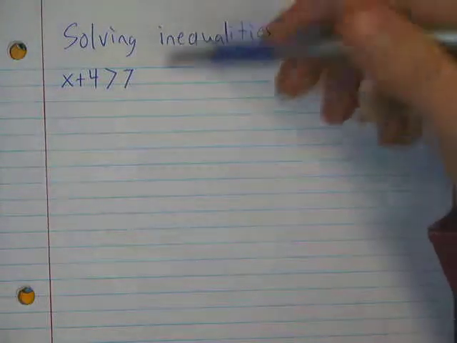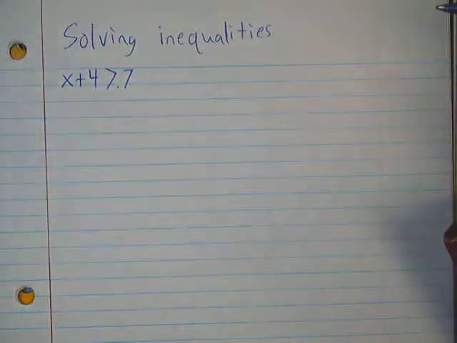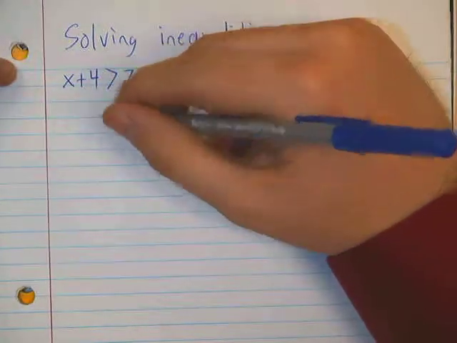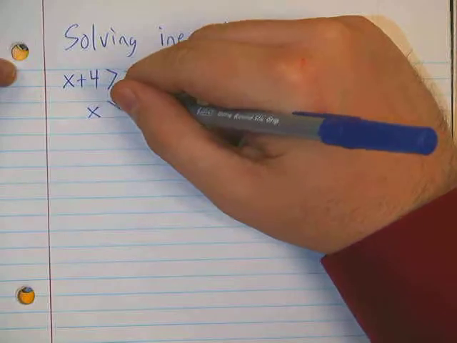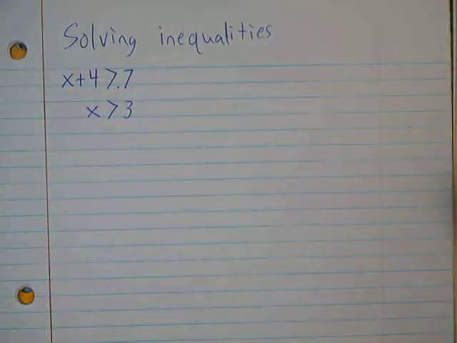All we really want to do is the same way that you would solve this if this was an equal to instead of a greater than. We're going to move the 4 over. x is greater than 7 minus 4, which is 3.